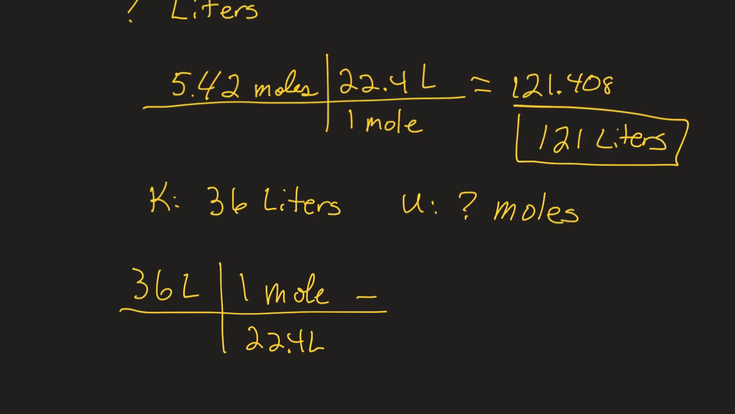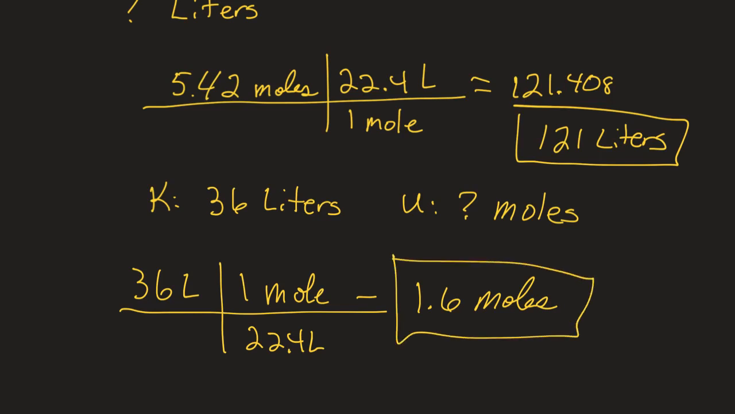So we'll put that in the calculator. 36 times 1, drop it down, 22.4 equals, and you're going to get 1.6 moles. So that's how many moles are going to be in that amount of gas. Now remember, this gas has to be at STP. Without it being at STP, this does not work.